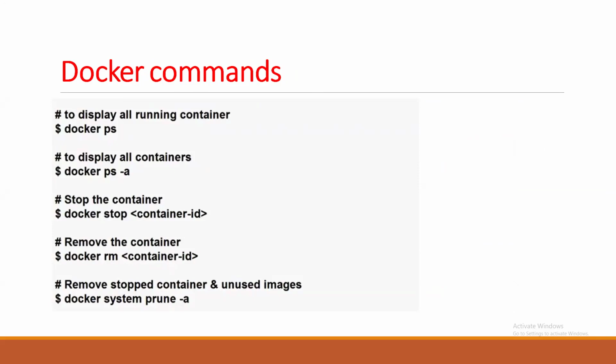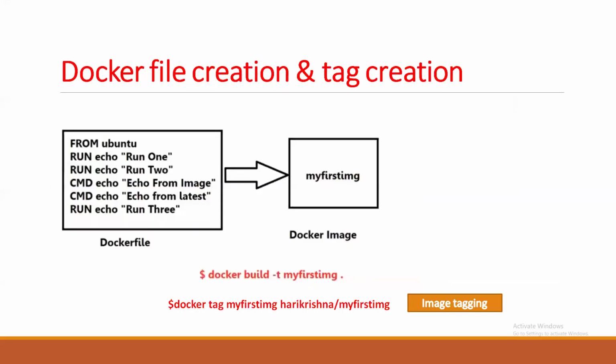Docker ps is nothing but to display all the running containers. To display all the containers, you can use docker ps -a. To stop the container, you can use docker stop container ID. To remove the container, docker rm container ID. To remove stopped, unused containers, docker system prune -a. Right? We discussed about these.